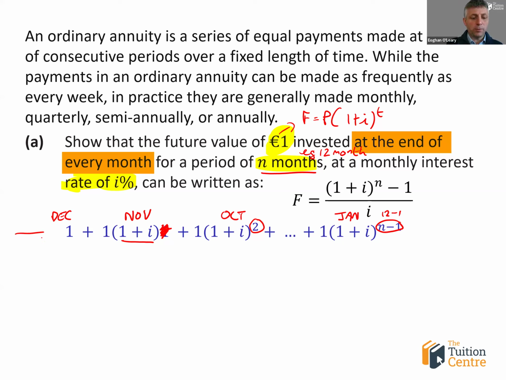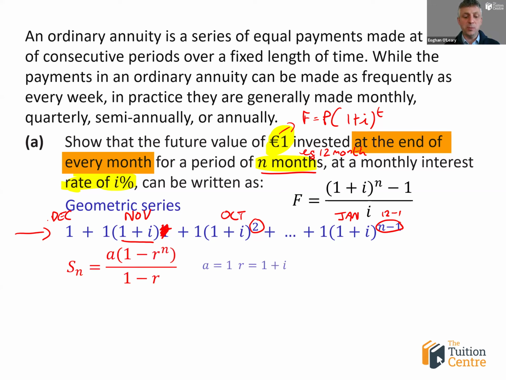Now, once we go from here, on the very next line, we're going from financial maths to sequences and series. Because it is a geometric series we're dealing with, we're going to be using our S_n formula. In our case, term 1 is equal to a, so my first term is 1. Term 2 is going to be 1 times (1 plus i). So therefore, r is equal to term 2 divided by term 1.